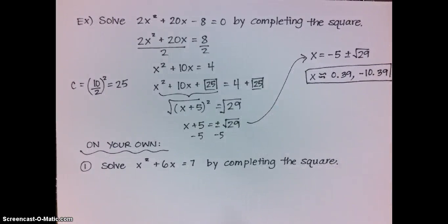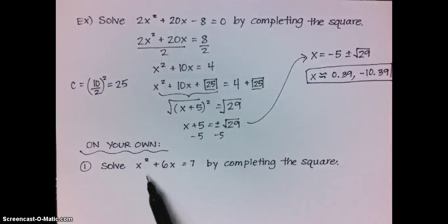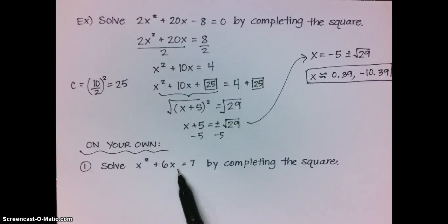So on your own, I'd like you to try one of these equations by yourself. This is x squared plus 6x is equal to 7. And I want you to solve this by completing the square, which means you need to find that extra constant that you're going to add to both the left and the right-hand side. And then you can finish going through to solve the whole problem. So come with any questions you might have to class tomorrow.